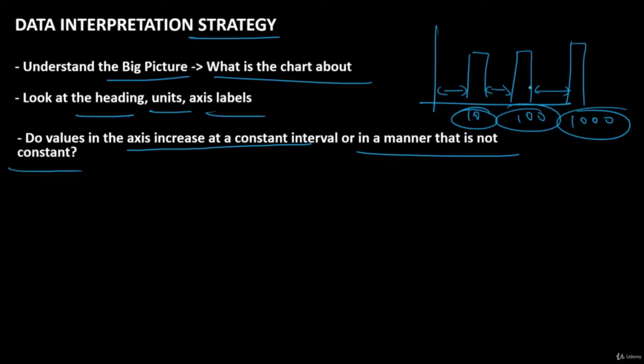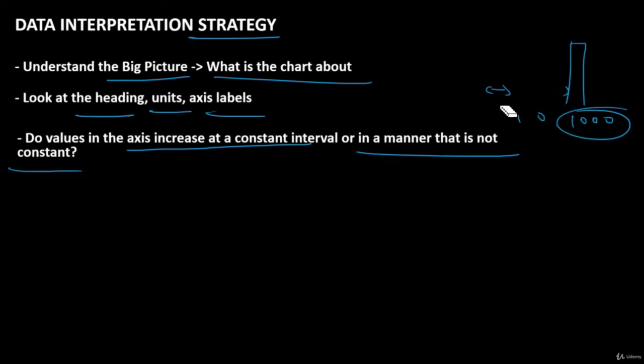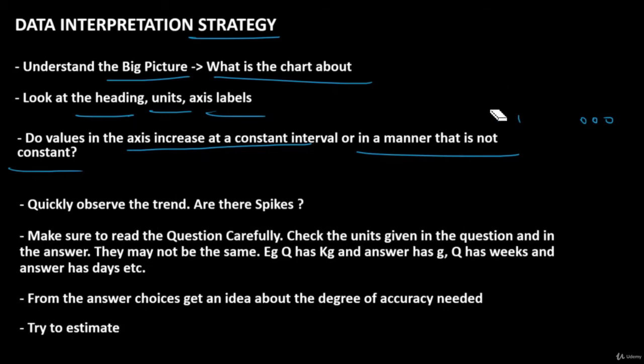All right. What are some other things to keep in mind? Always try to observe if there is any general trend in the data given. All right. Check for spikes. Are there spikes in data? Now, always make sure that you read the questions very carefully. Check the units especially. You may have one type of unit in the question and a different type of unit in the answer.